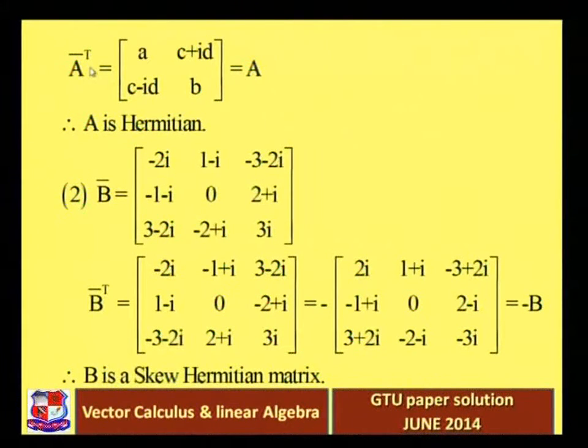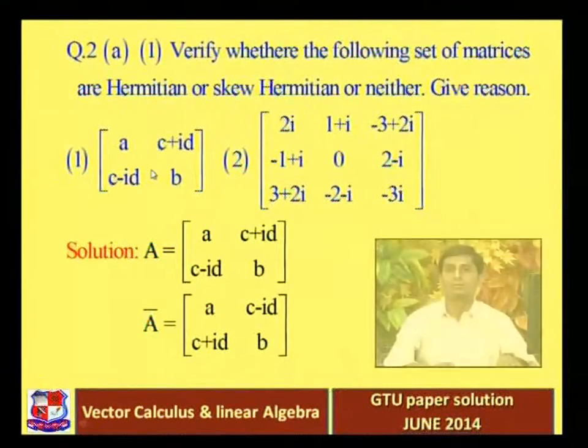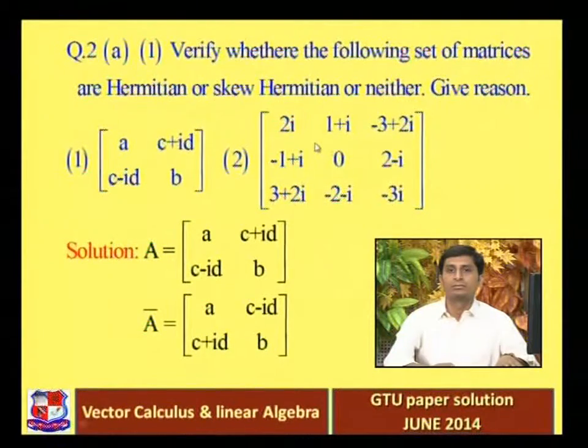So A transpose of A bar is equal to A, C plus iD, C minus iD, B, that is equal to A. So definitely A is Hermitian. Now to check the second part, that matrix B is a skew Hermitian matrix.